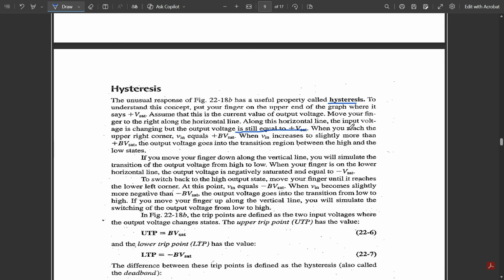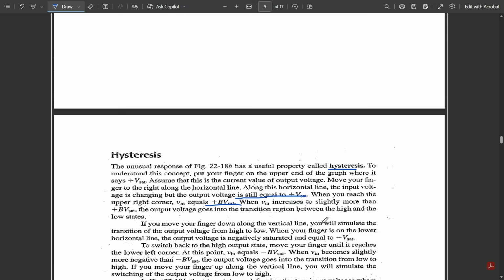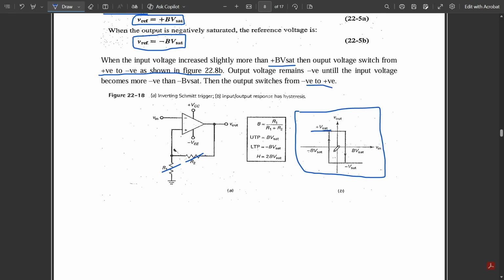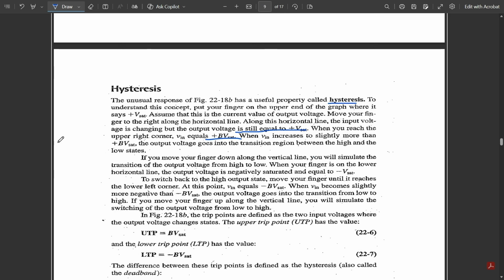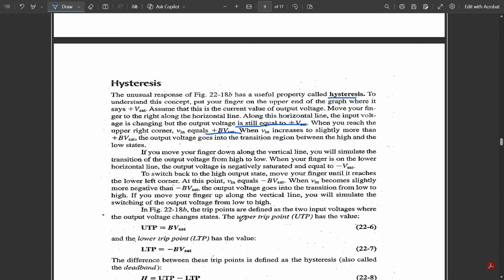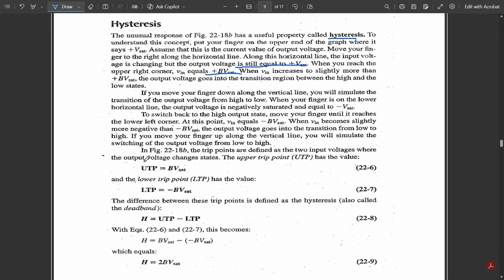When you reach the upper right corner, V in becomes equal to plus beta V saturation, and when V in increases slightly more than plus beta V, the output switches to the low state, and it would be minus beta V saturation. Similarly, for the next condition, you move your finger down along the vertical line. One is for the horizontal line and another is for the vertical line. They have explained how this plot is completely assigned in practical terms. With respect to that, these two parameters I have already told you.